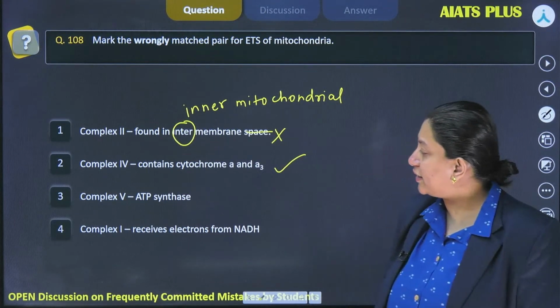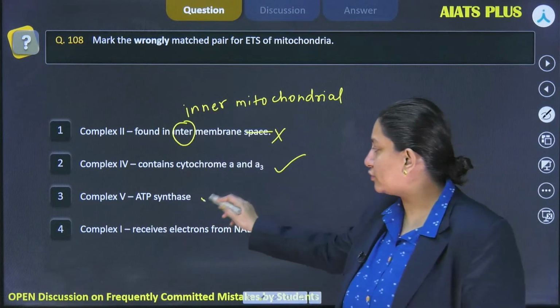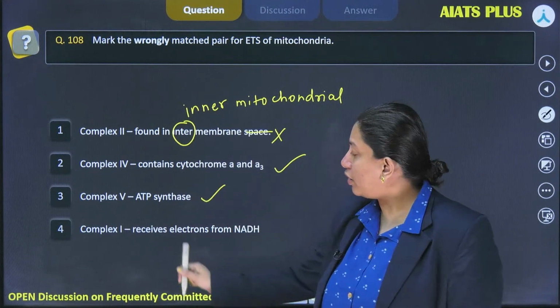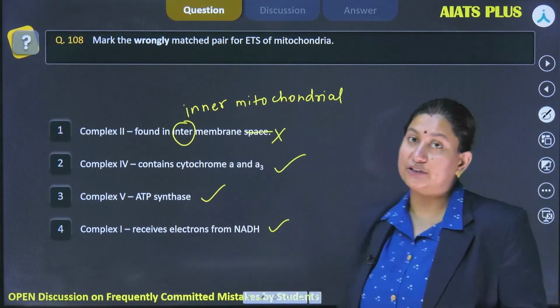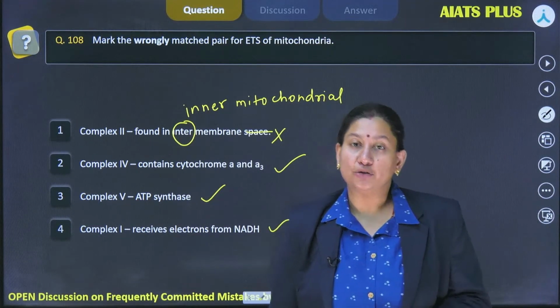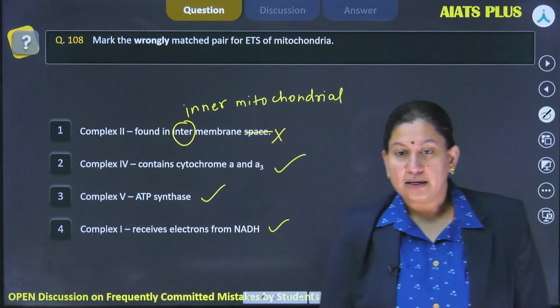Then the third one is saying complex 5 is ATP synthase. This is also correct. Then option 4 says complex 1 receives electrons from NADH. That's also correct. That's why the name NADH dehydrogenase is there, right?